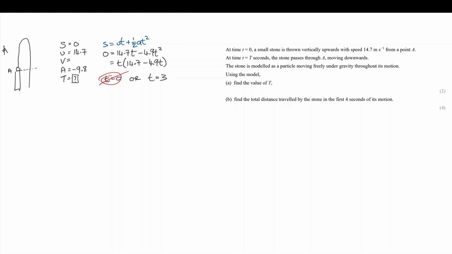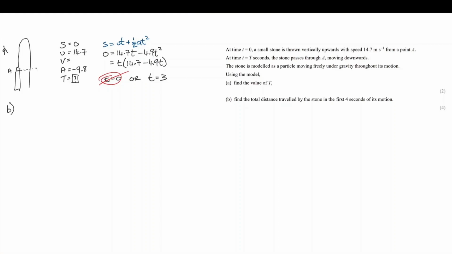Part B asks us to find the total distance travelled by the stone in the first 4 seconds of its motion. The first 4 seconds. The total distance travelled by the stone. Okay, so we know at 3 seconds it's travelling downwards at point A. So at 4 seconds, we should expect it to be below point A. And we need to try and find the total distance.